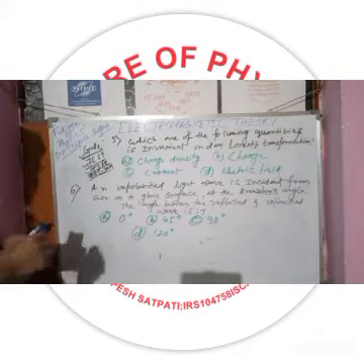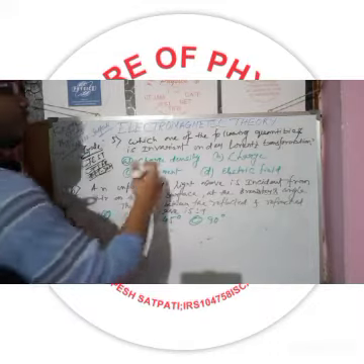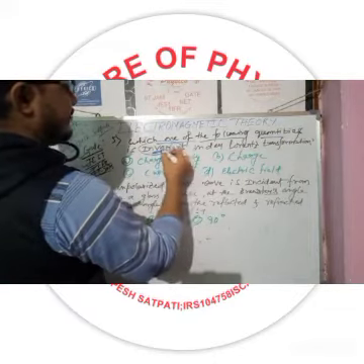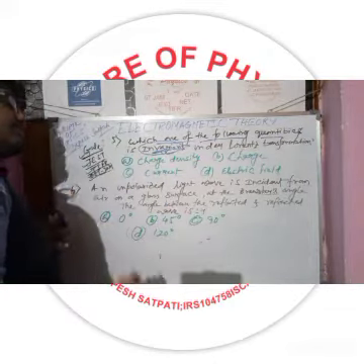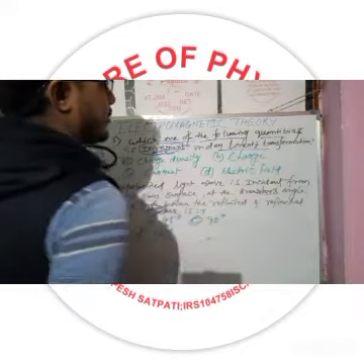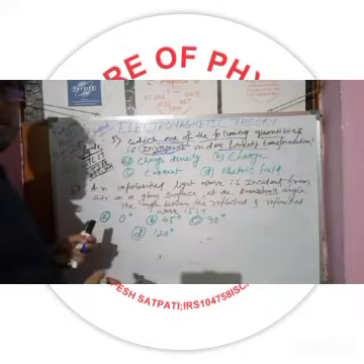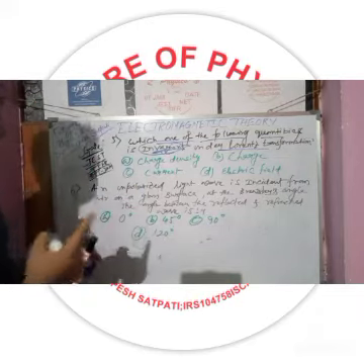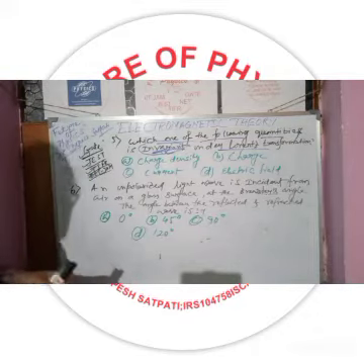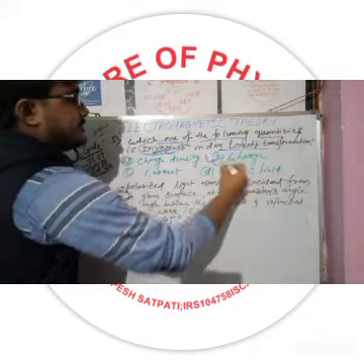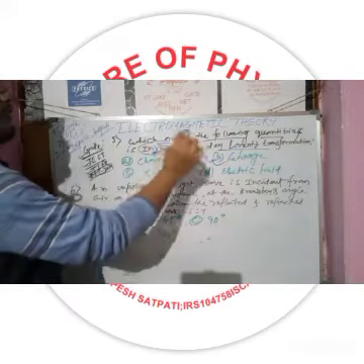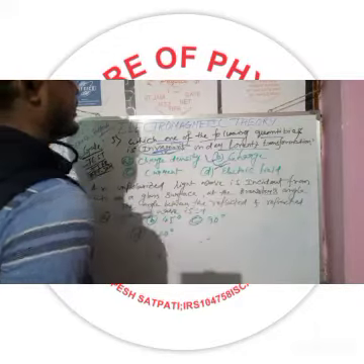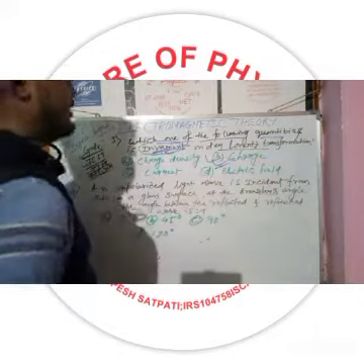Now the number 5 question: which one of the following quantities is invariant under Lorentz transformation? Option A charge density, option B charge, option C current, option D electric field. The answer is option B, charge.